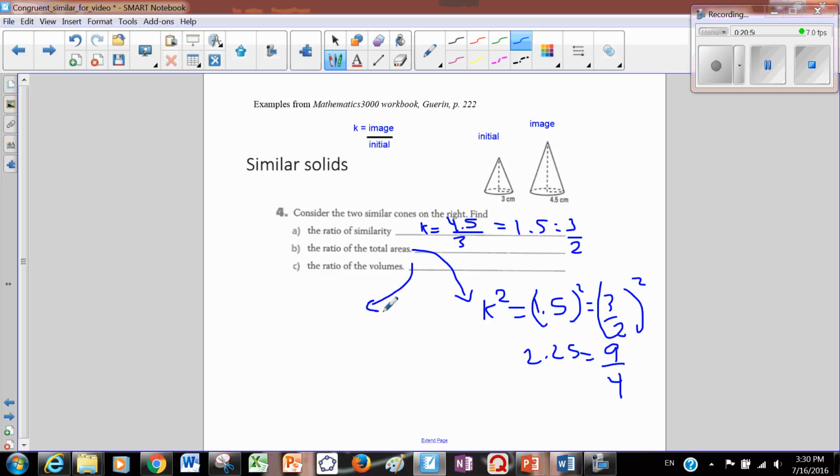And what would be the ratio of the volume? That's K cubed. So we're going to take our 1.5 and cube it. 1.5 exponent 3 gives 3.375. As a fraction, you have 3 over 2 exponent 3. 3 exponent 3 is 27 over 2 exponent 3, that's 8.